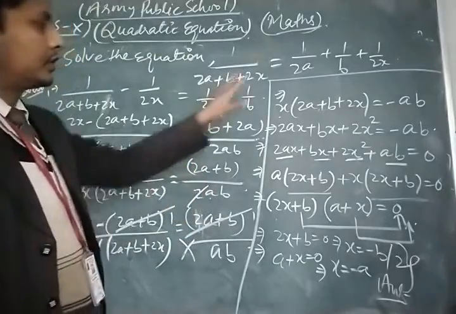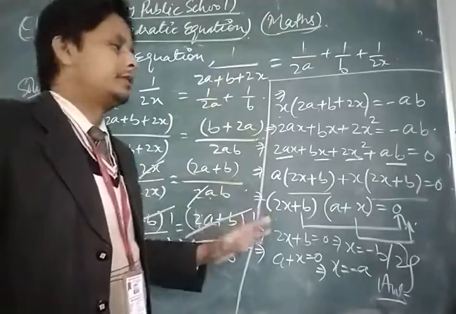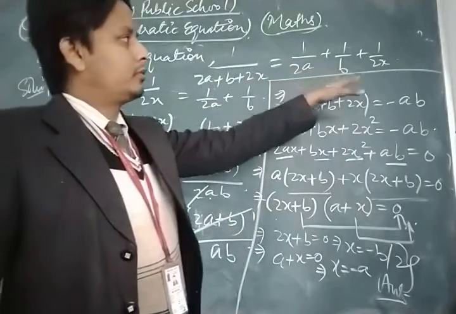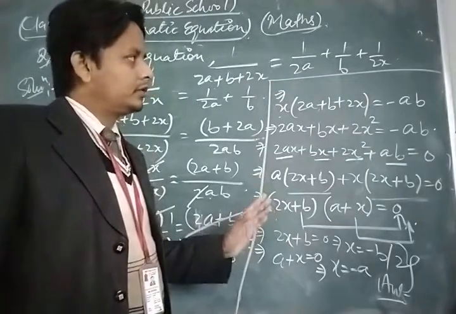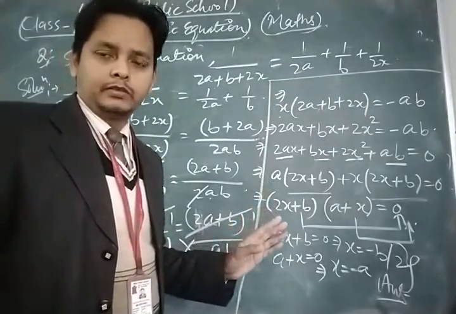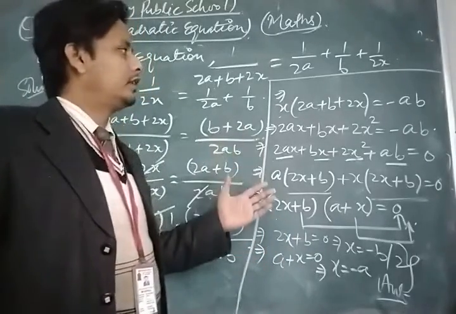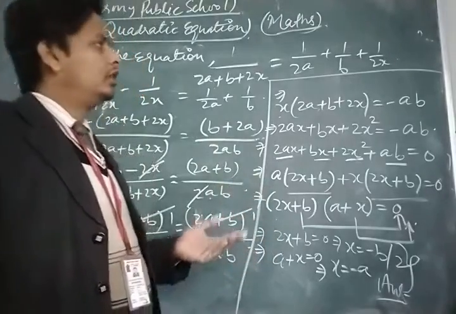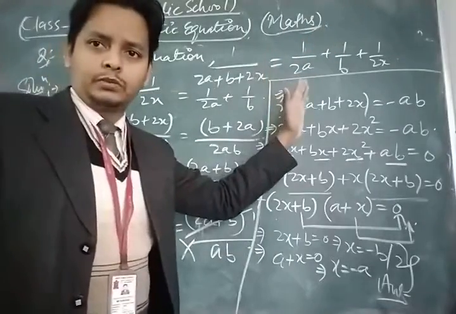In that question, first of all, on the left hand side this is 1 upon 2a plus b plus 2x, and on the right hand side 1 upon 2a plus 1 upon b plus 1 upon 2x. So in that type of question, first of all you separate the variables. Variable means you separate the value of x, because solving means we are finding the value of x. This is the concept of this question. So now if we separate the variable, 1 upon 2x is transferred to that side as minus 1 upon 2x.